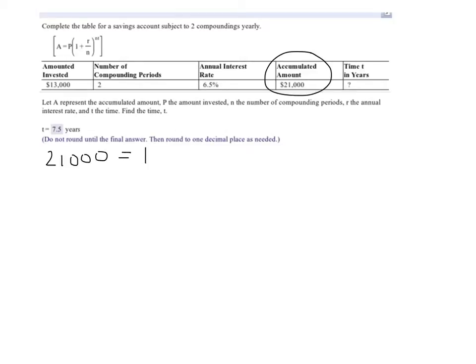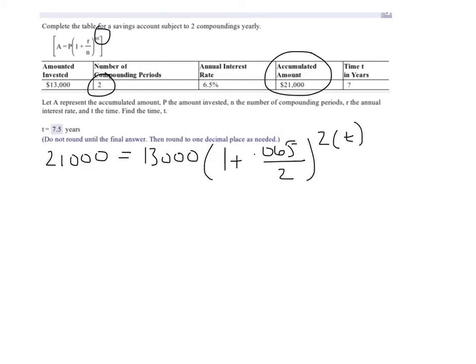We start with $13,000, and we know that we're working with an interest rate of 0.065, which is 6.5%, with 2 compounding periods. So I'm just plugging in these values up here. The number of compounding periods is given by n, so n is 2, and then the number of years that I have to invest for is given by t. So this is the formula I'm trying to solve.